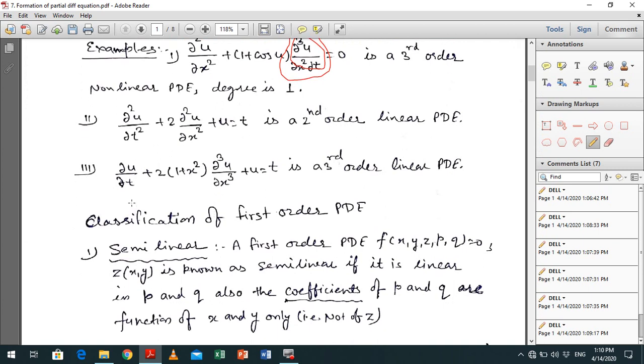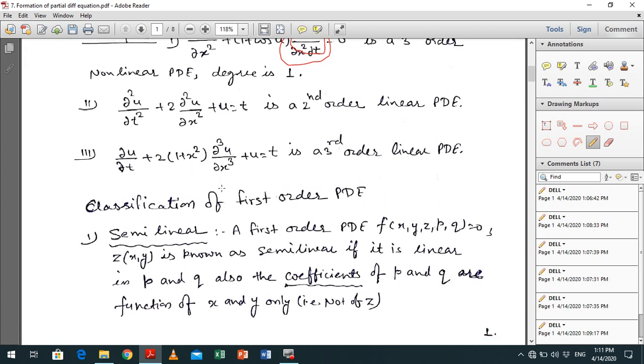In the next example, del u upon del t plus 2 (1 plus x square) del 3u upon del x cube plus u is equal to t. Here u is the dependent variable, x and t are independent variables, and this is a third order partial differential equation. It's again a linear partial differential equation because the exponent of the derivatives and the dependent variable is 1, and their product is absent here.